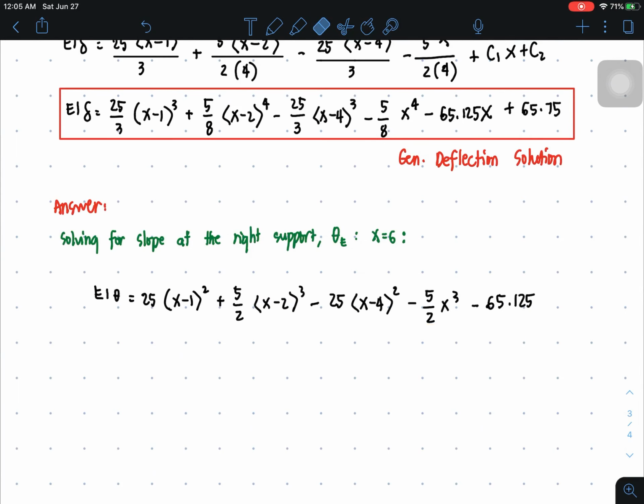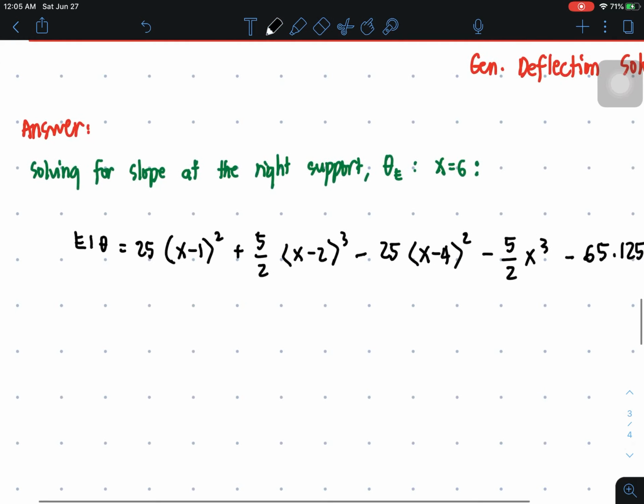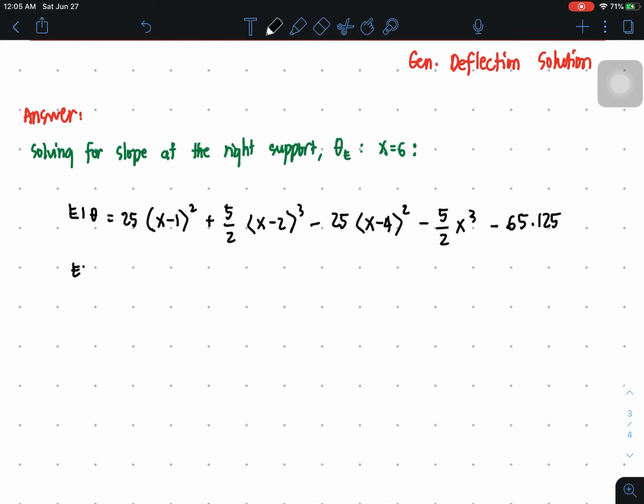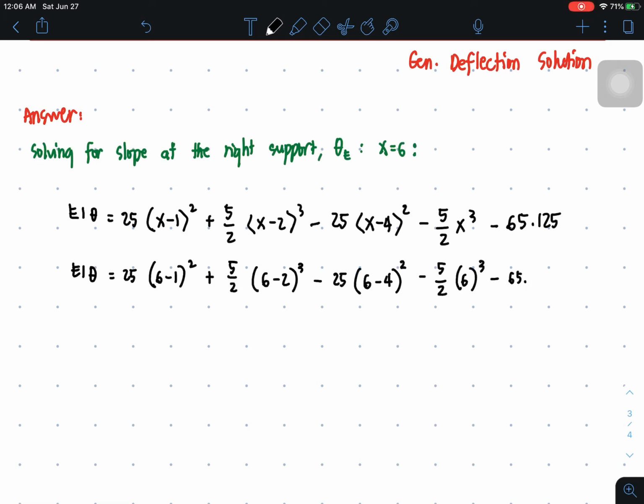And then ato lang sana siyang i-delete. Erase that. And we're going to substitute now the x equal to 6. So this is EI slope equal to 25 times 6 minus 1 square plus 5 over 2, then 6 minus 2 cube minus 25, 6 minus 4 square minus 5 over 2 times 6 cube minus 65.125.